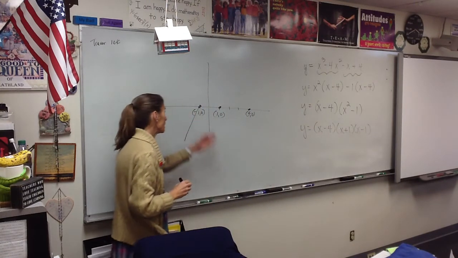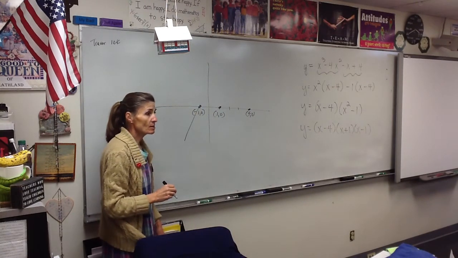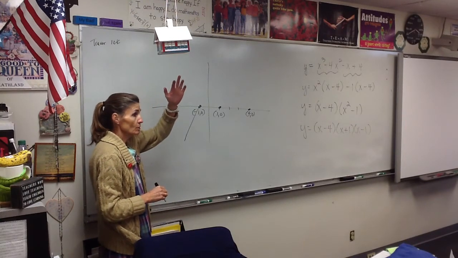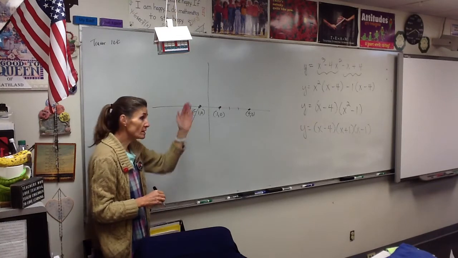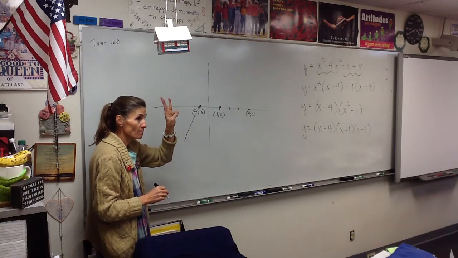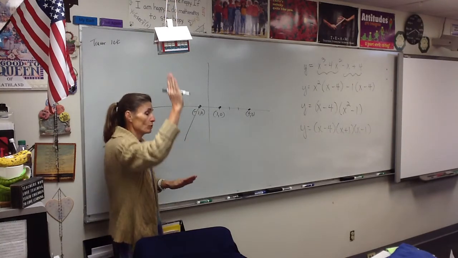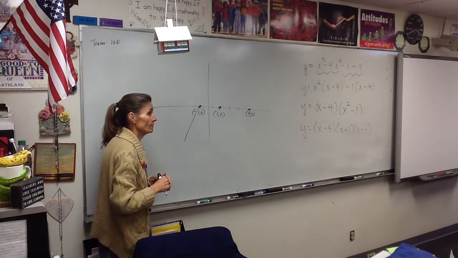Now every time I hit a dot, I have to make a choice. Do I just zip right through? Do I bounce off? Do I squiggle through? Remember, those are my 3 options. I can just go straight through, I can squiggle through, or I can bounce off.